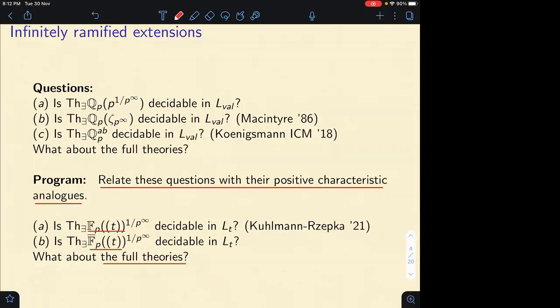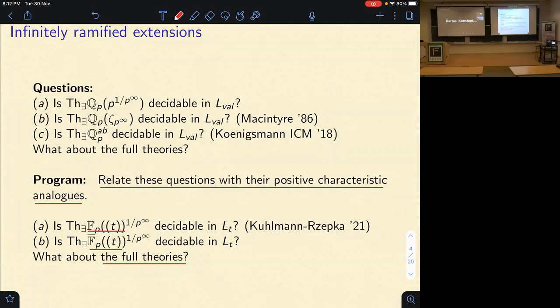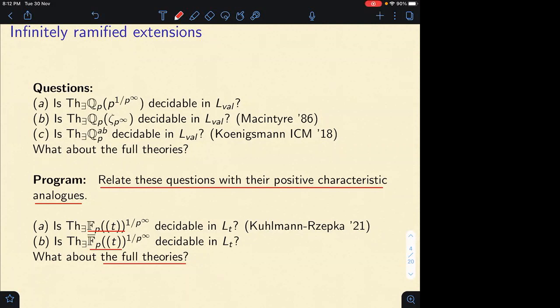Can you remind us what these languages are? Oh, so here, the language of valued fields, I guess, is known. But here, I mean the language of valued fields with a parameter for t.